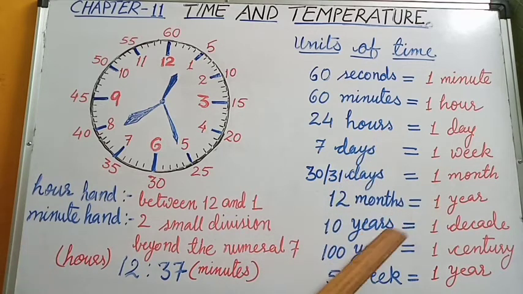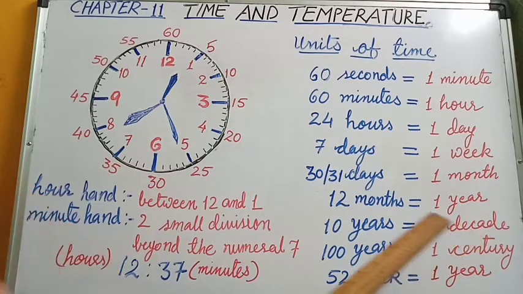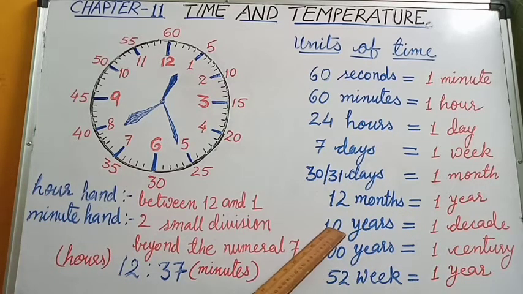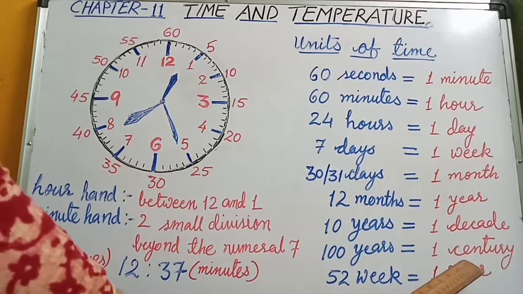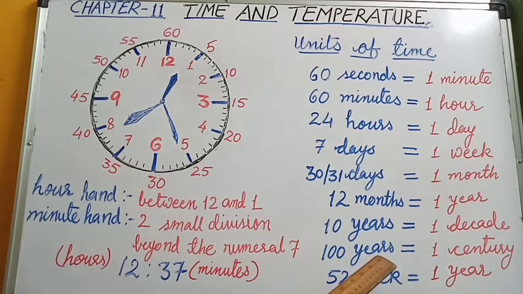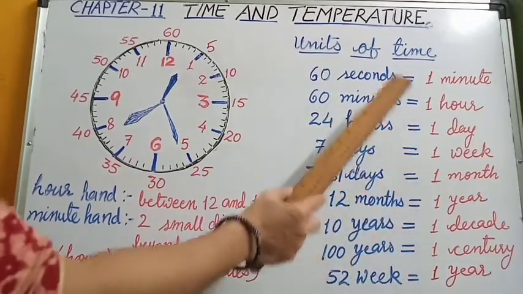Now 10 years make one decade. So when we have to convert decades into years, we have to multiply by 10. 100 years make one century, and when we have to convert centuries into years, we have to multiply by 100. And in a year, 52 weeks are there. So when we have to convert years into weeks, we have to multiply by 52. So we have to learn all these units of time.